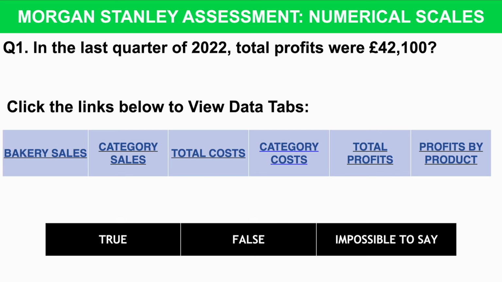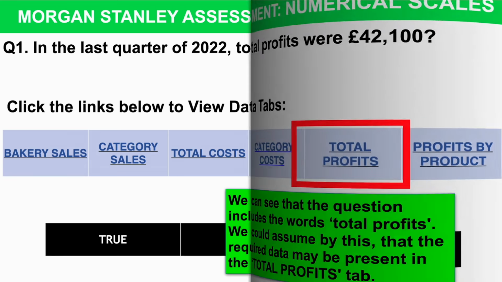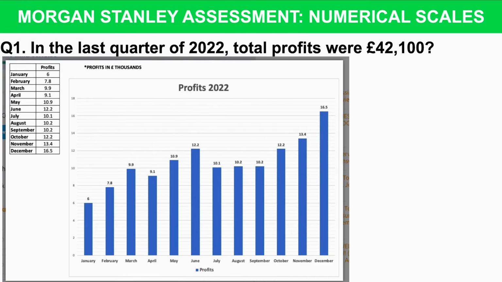Okay, so now that we have the question or the statement, let's break this down into 3 simple steps to work out if the statement is indeed true, false, or impossible to say. Step 1, we need to find the correct tab which contains the data. In this case, we can see that the question includes the words total profits. We could assume by this that the required data may be present in the total profits tab. So if we click the total profits tab, let's see where that takes us. Okay, so we are now presented with data and a graph. So step 2 is to analyze the data contained in the tab to locate the correct data to validate. So that brings us on nicely to step 3, and that's to make the required calculation.